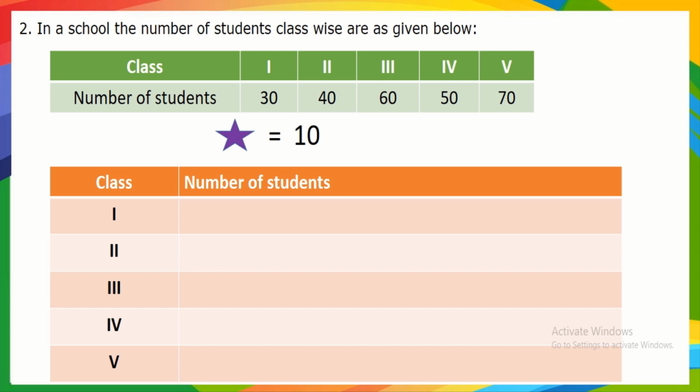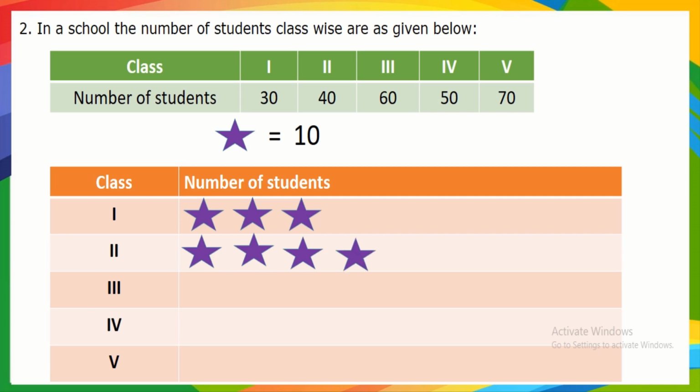Now, in class 1, there are 30 students, so we will draw 3 stars. 1 star will represent 10. 2 stars will represent 20. 3 stars will represent 30. Now, in class 2, there are 40 students, so we will draw 4 stars in it. 10, 20, 30, 40.